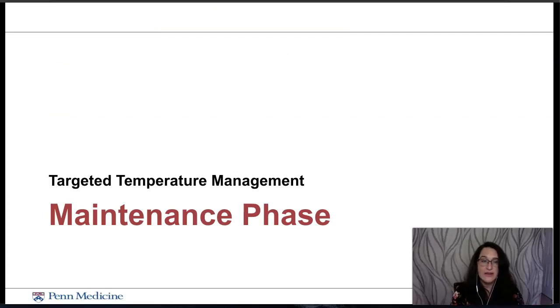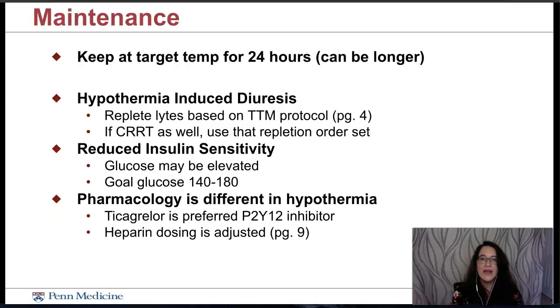Okay, so we have cooled them. Maintenance phase. So maintenance phase is a little bit of time for us to look back and make sure that we haven't missed anything, and we have some time. Maintenance phase, you're going to keep them at the target temperature for 24 hours is what the pathway says. Now there is this new study that is coming out. We may be asked to maintain that at different times. I think the arms are 12 hours, 24 hours, and 48 hours. So time of maintenance may be variable based on that study, but the pathway says 24 hours.